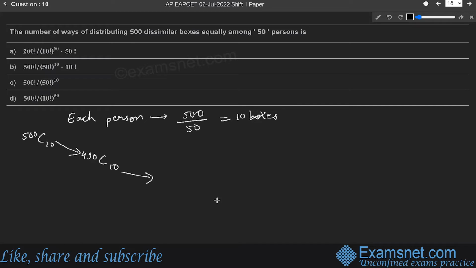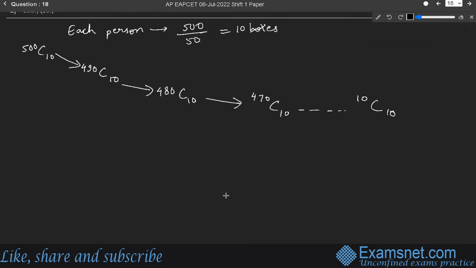Again, the third person will get 10 boxes from the remaining 480 boxes. So it will be 480C10 ways. Similarly, the fourth person will get 10 boxes from the remaining 470 boxes. So it will be 470C10. Like this, it will go up to 10C10 when the last person will get the 10 boxes. So you can see that it forms a repeated series.